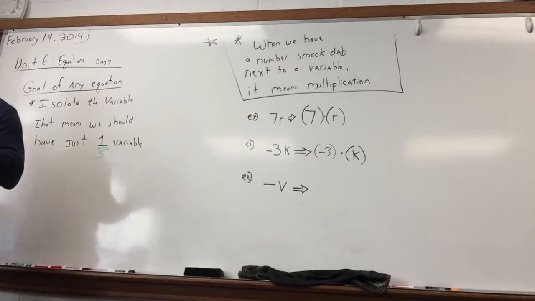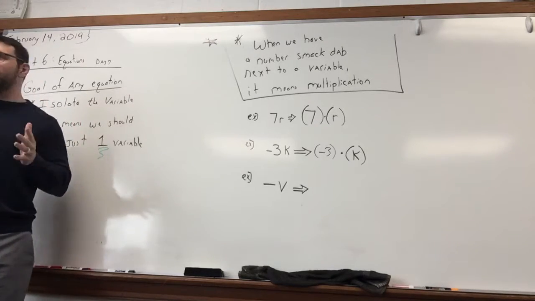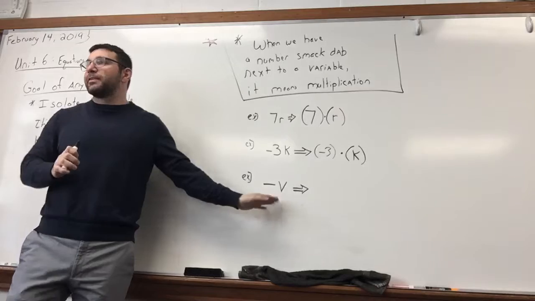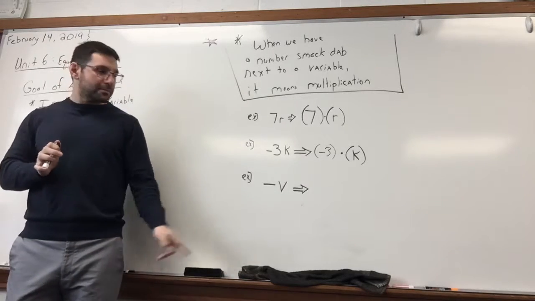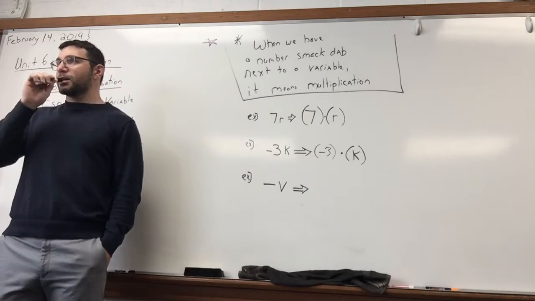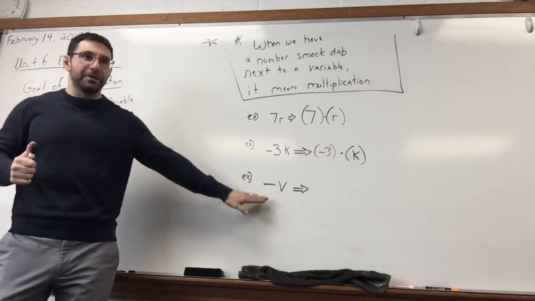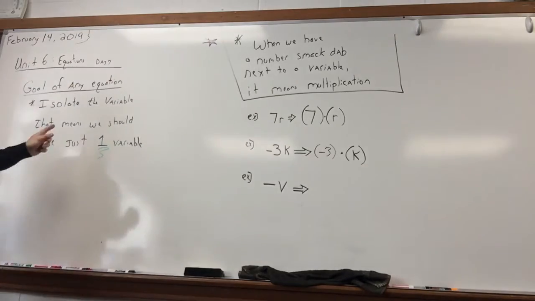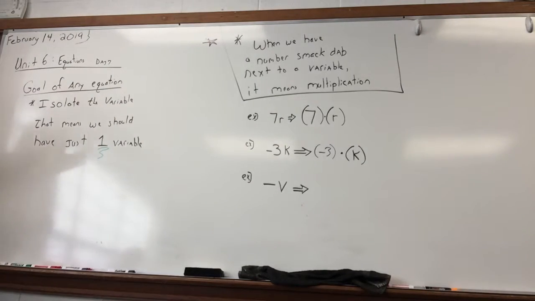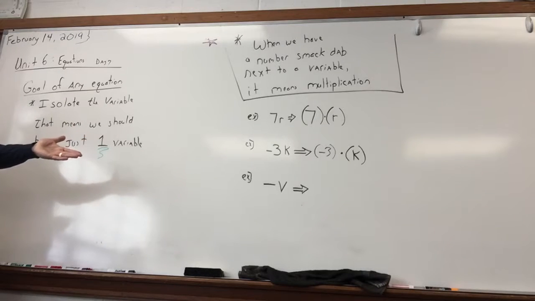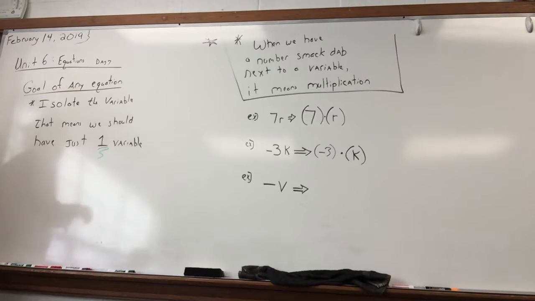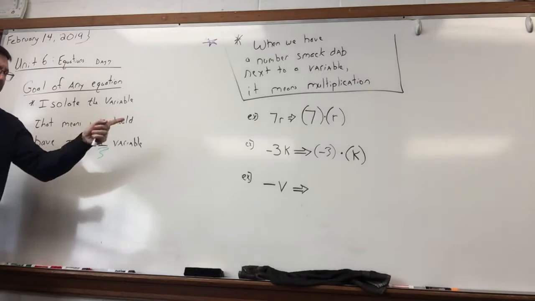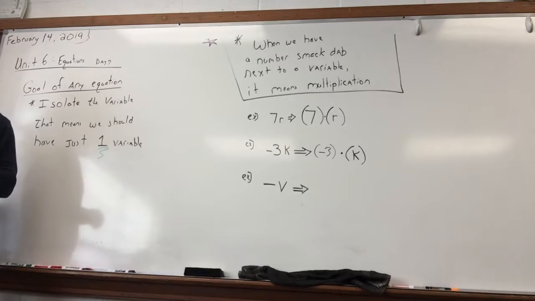Emma, I'm back to you, honey, because you keep telling me this. It looks like my variable's isolated, right? Why isn't it? Because there's a negative sign in front of it. We want just one V. This is not isolated. How many V's do we have right here? Brendan? 1.